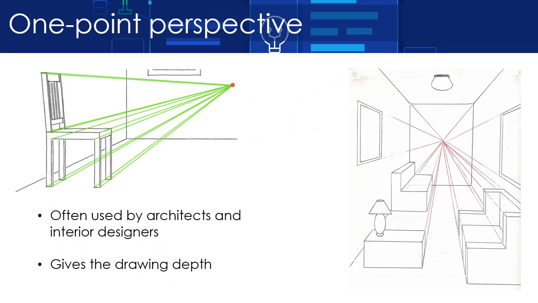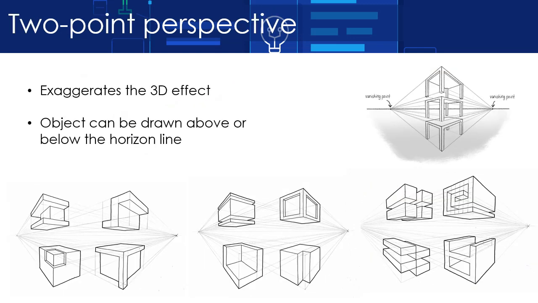Next, one-point perspective. It's often used by architects, interior designers. It gives the drawing depth, so you can see it's been used on an interior design here. All of the lines are going back to the vanishing point, apart obviously from the vertical lines. The issue with this in terms of product design is it makes products look a little bit stretched and a little bit larger than they maybe are. But it's quite a good technique, like I said, for architects and interior designers.